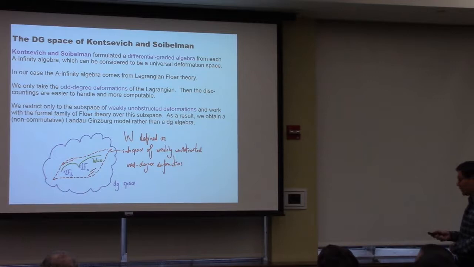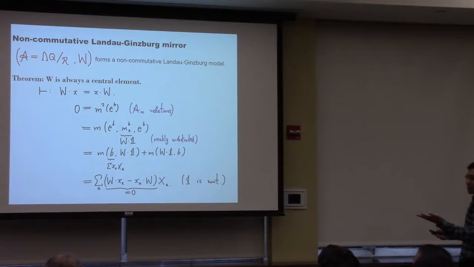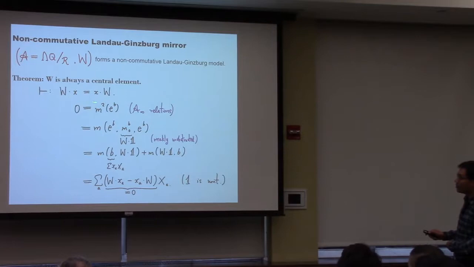Okay. And then, Professor Kontsevich mentioned that it is always a central element. It follows from the A-infinity relation and also the weakly unobstructed requirement. It means that it commutes with every variable in these equivalent relations. The A infinity relations can be written as a BG algebra equation, m squared equals zero. You just spell out this relation, so it means m(b,b,b,...), m0b, equals zero. It's just an algebraic calculation. And m0b, by the weakly unobstructed relation, is just W times 1, the fundamental class.